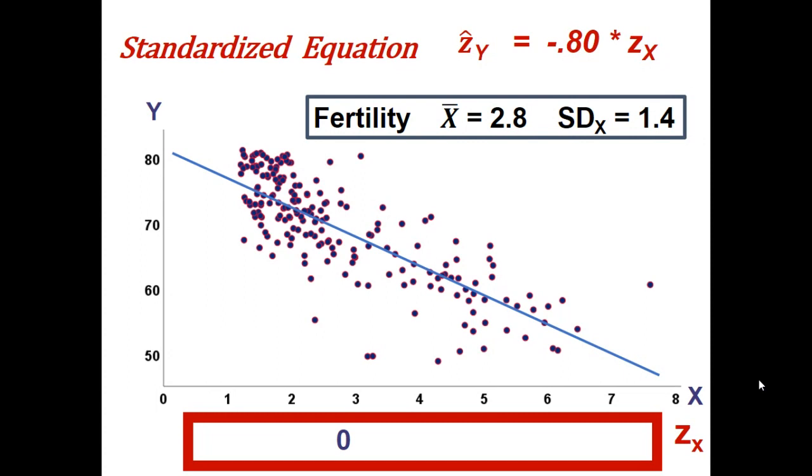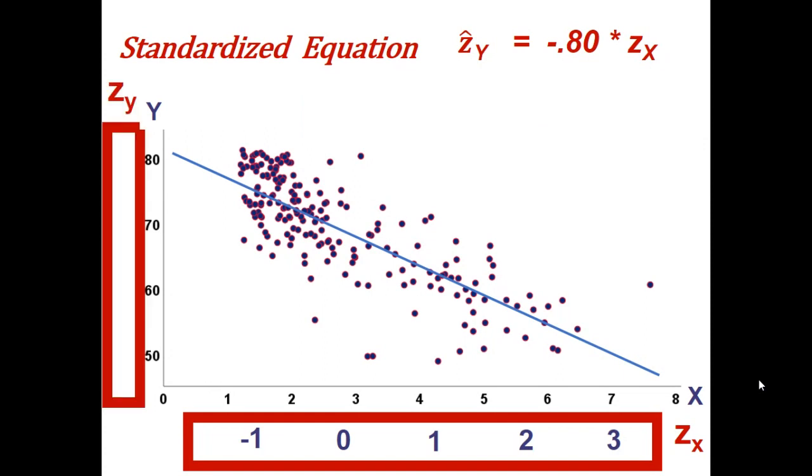The standard deviation is 1.4. So we'll put z equals 1, about 1 standard deviation to the right of the mean, and z equals negative 1 at the same distance to the left of the mean. And we can fill in the other z-scores the same way. Now we'll do the same for the z of the y-scores.